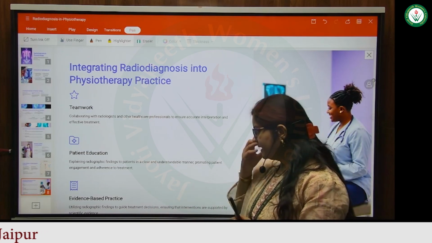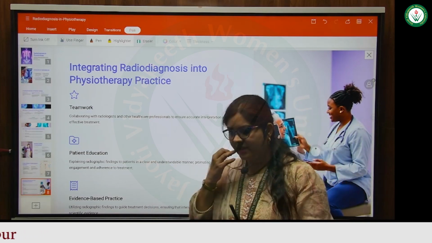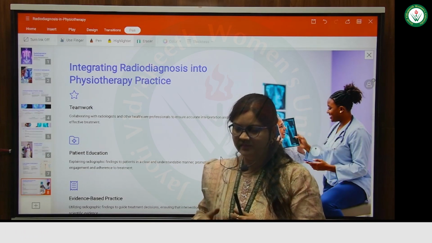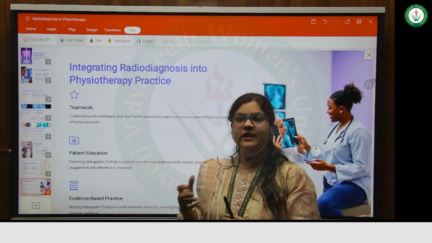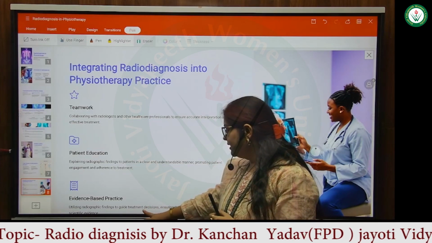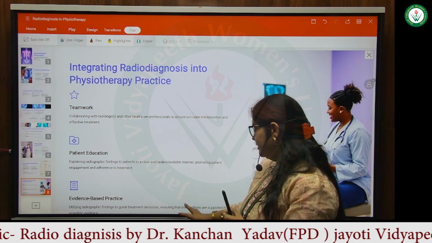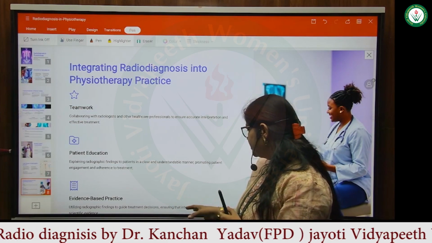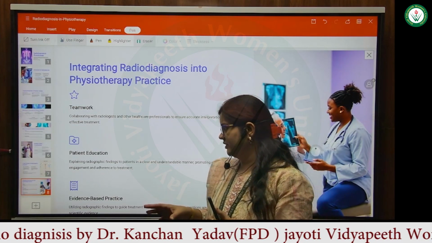Again, with evidence-based practice, radiographic imaging guides us in treatment decisions, and we have assurance toward the intervention protocol.